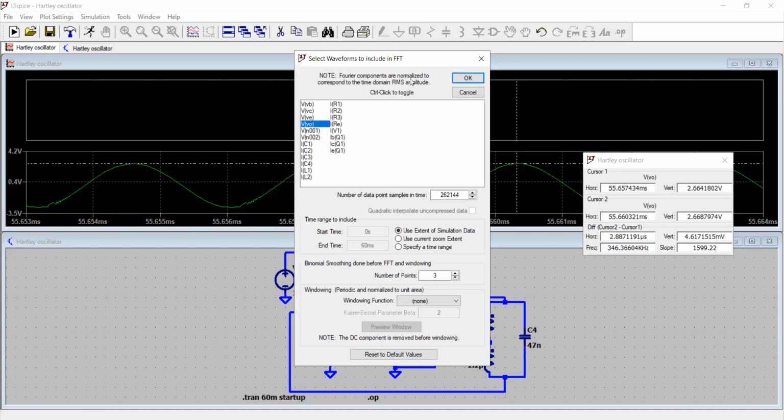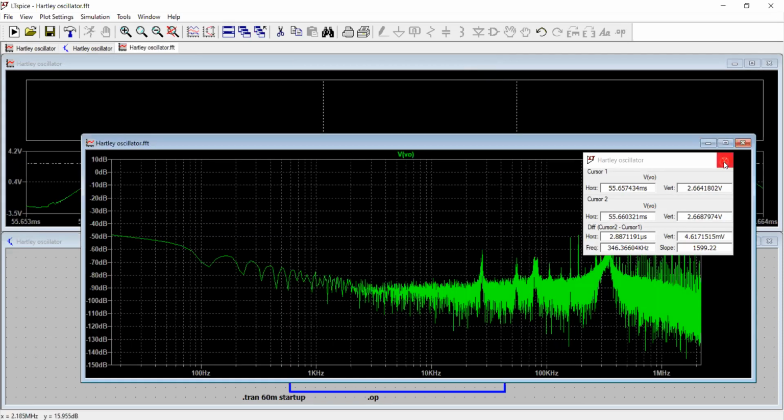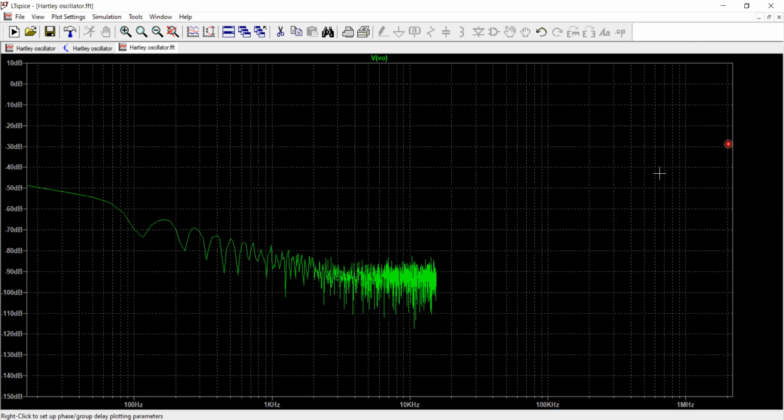The Fourier components are normalized to correspond to the time domain RMS amplitude. I will see some parameters here: the number of data point samples in time is about 262,000. Start time uses the extent of simulation data, window function none. I can choose one if I want, but the DC component is removed before windowing, so I'm keeping it as it is. Click OK. And here you have the fast Fourier transform of this signal.